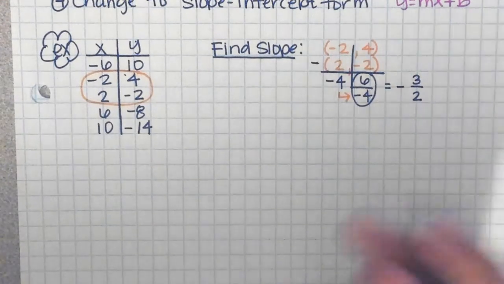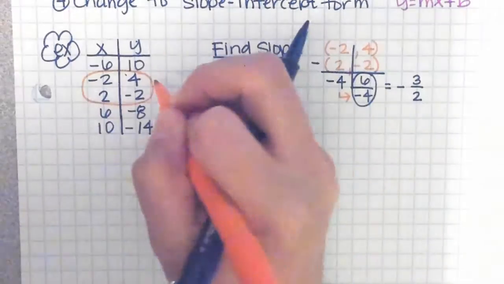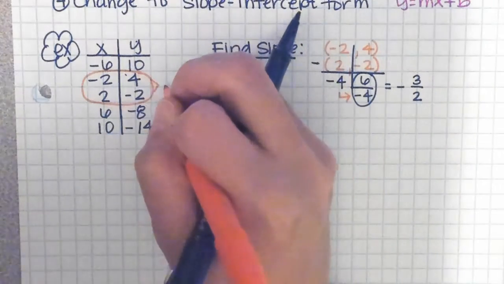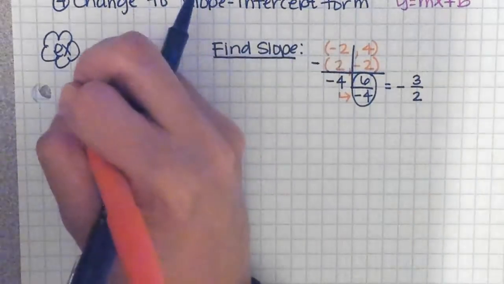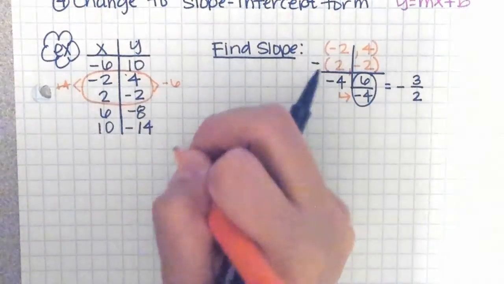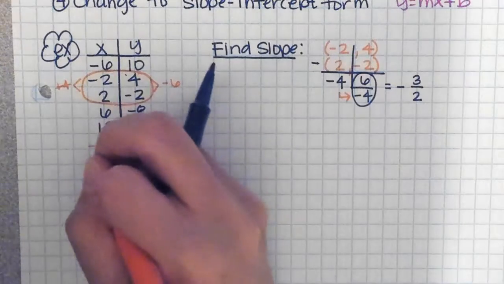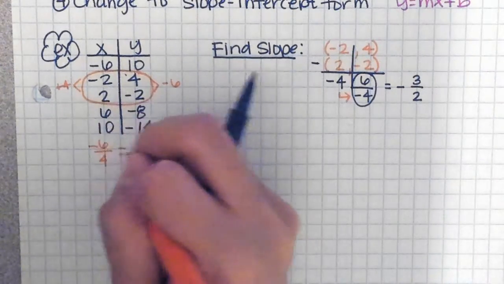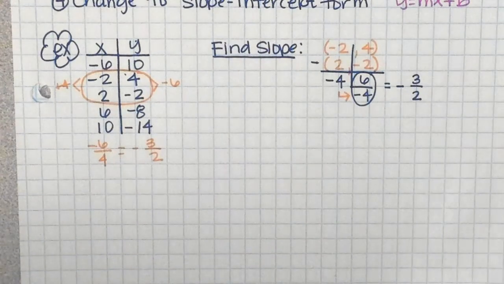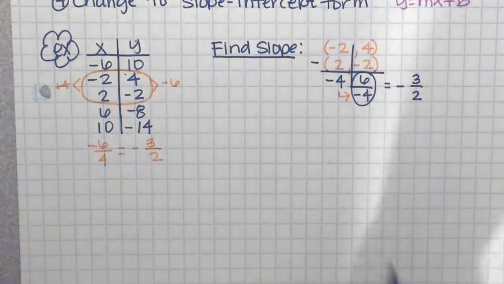Okay? Had you done your pattern, you would have seen that the change in these two is -6. The change in these two is +4. And then -6 over 4 is -3/2. However you do it, whatever you want to do.